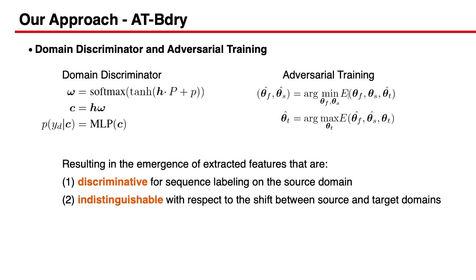In particular, in order to encourage domain invariant features, we seek the parameters θf that maximize the loss of the domain discriminator, by making the 2 feature distributions as indistinguishable as possible, while simultaneously seeking the parameters θd and θf that minimize the loss of the domain discriminator. In addition, we seek the parameters θt that minimize the loss of the tag decoder. Thus, the optimization problem involves a minimization with respect to some parameters and a maximization with respect to others. This mechanism results in the emergence of extracted features that are discriminative for sequence labeling on the source domain, and indistinguishable with respect to the shift between source and target domains.